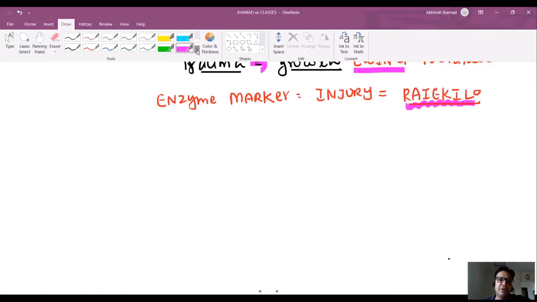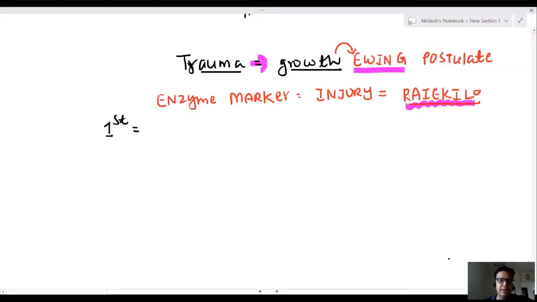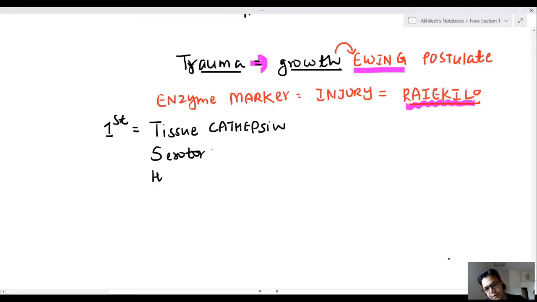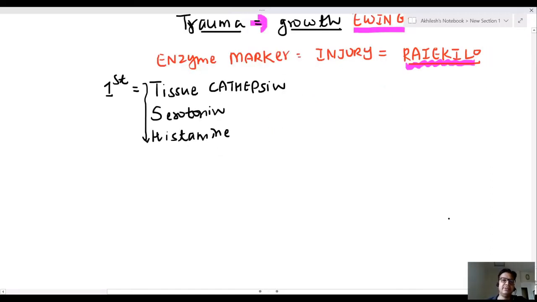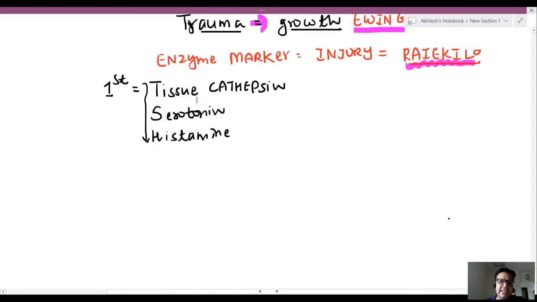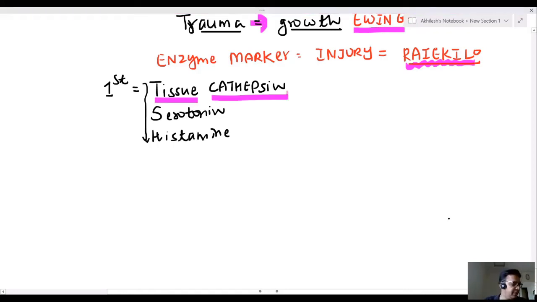Now, this question comes, which is the first enzyme marker after injury? You can remember by a trick, TSH. T comes first, tissue cathepsin, then serotonin, then histamine. This is the sequence. These are three enzyme markers, and there are 6 or 7 types, but this is sufficient for MCI. The first enzyme marker is tissue cathepsin.